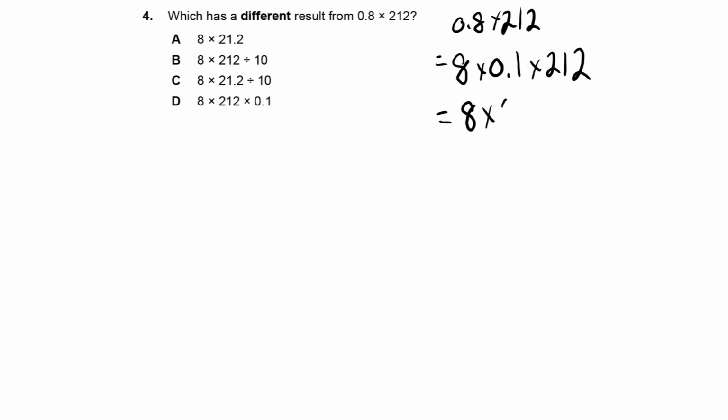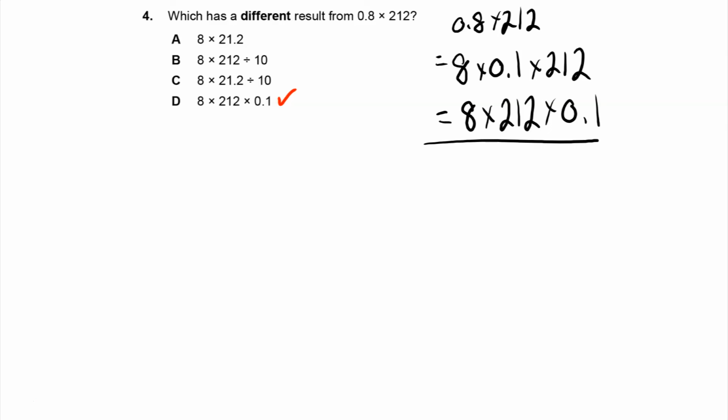Which has a different result from 0.8 times 212? So one of the things I'm going to do is take that 0.8 times 212, and I know that that's the same as saying 8 times 0.1, or 1/10, times 212. And I can change the order, because when we're doing multiple multiplications in a row, it doesn't matter what order they happen in. So I can rearrange those to be 8 times 212 times 0.1, which turns out is one of the options that's here. So we can check off to say that D is actually one of the answers.